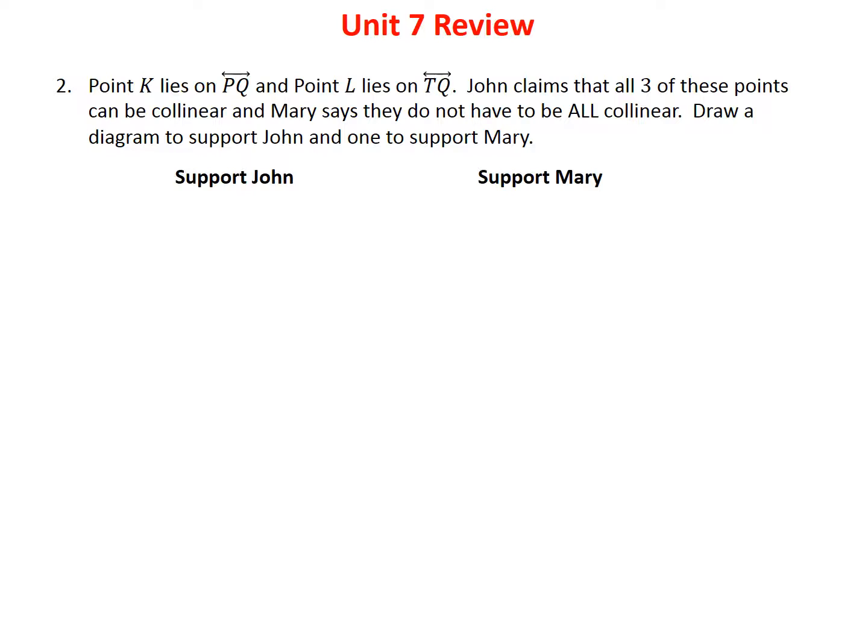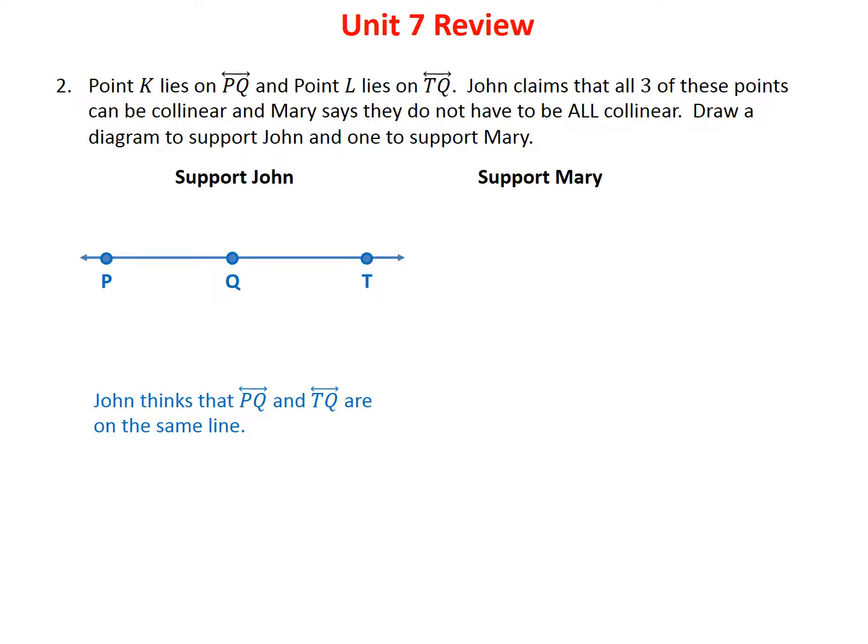Well, here's what John's thinking. John's obviously put P, Q, and T all on the same line, so P, Q, and T are collinear. Now if I put point K onto PQ and I put L onto TQ, you can see clearly that all these points are on the same line and they're all collinear. So John's right that they can be all collinear.